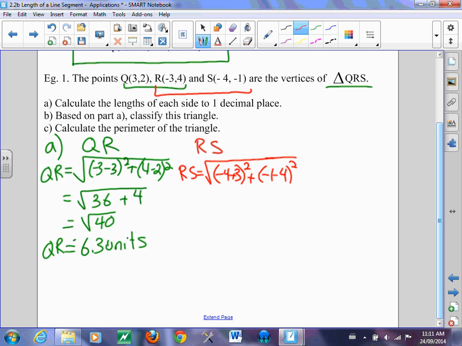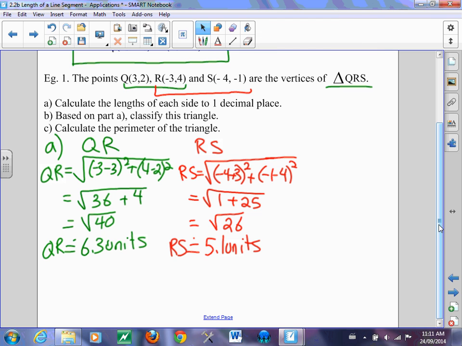I'm going to move my square root so it completely covers that expression. Simplify underneath the square root, so you've got negative 1 squared, which is 1, plus negative 5 all in brackets squared, which is 25. So you end up with the square root of 26. Plug it into your calculator, and RS equals approximately 5.1 units.